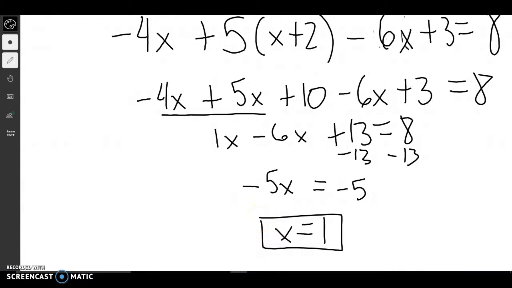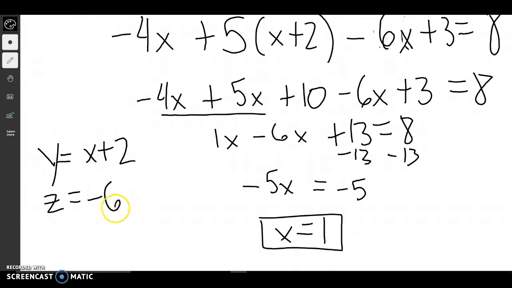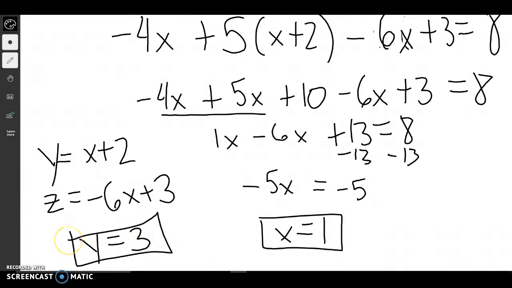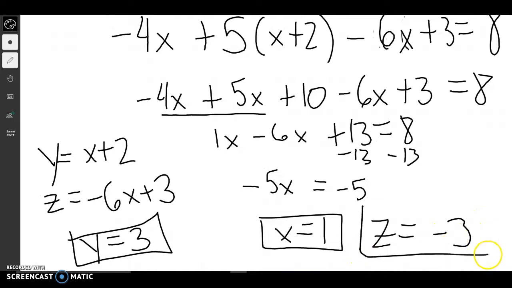Finding the other two won't be too bad because we have the equations, because I have y equals x plus 2, and z equals negative 6x plus 3. So when I plug those two things in, I know that y would equal 3, and z would equal, well, negative 6 times 1 is negative 6 plus 3, be negative 3. And that is my final answer.